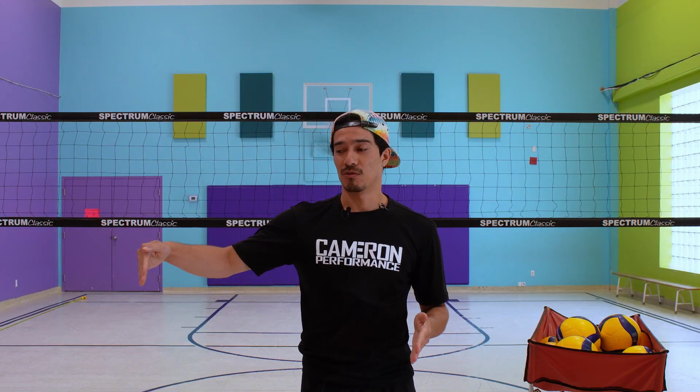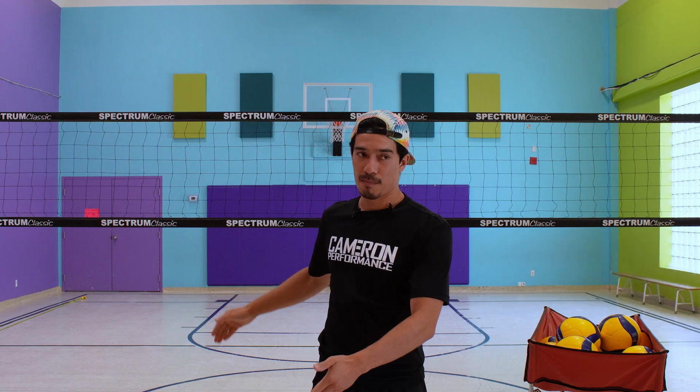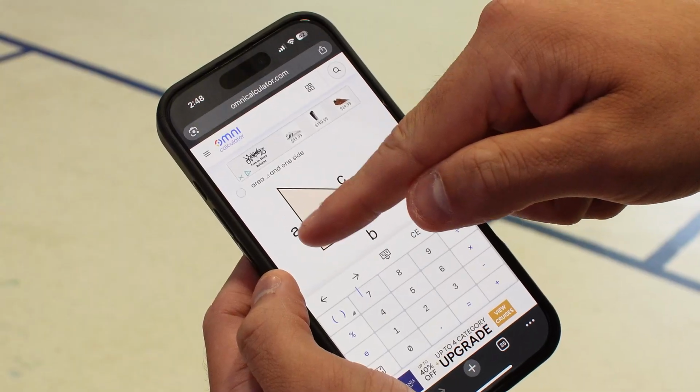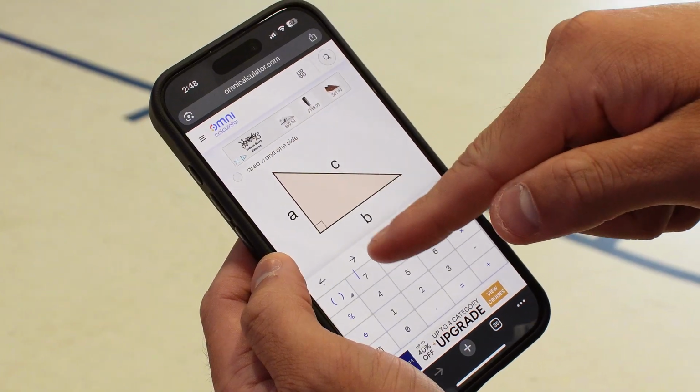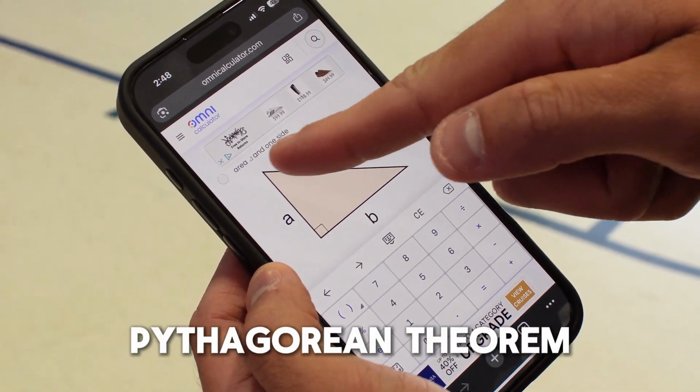So you have your spike contact point height and the floor distance of where the ball landed and where you contacted it. These two numbers are important because we're going to use them to get your spike trajectory. We can't just use the floor measurement because you're actually up here and it's a lot further than what the floor is saying. You get your spike contact point height and the floor distance, and then you get the hypotenuse. That's the Pythagorean theorem.